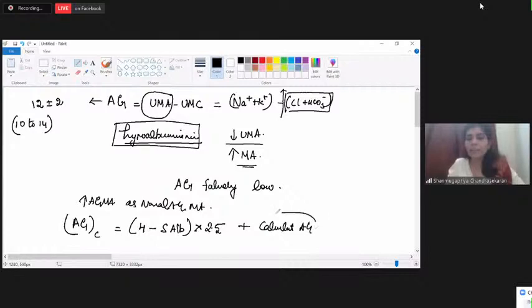Whatever anion gap you have calculated, it is falsely low. So to compensate for that, you're going to increase it. By what factor are you going to increase? It is 4 minus serum albumin into 2.5. That's about corrected anion gap.